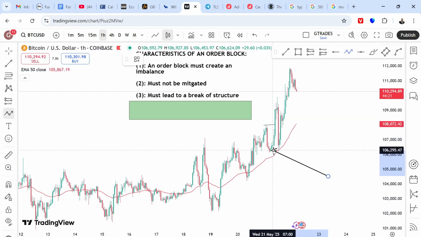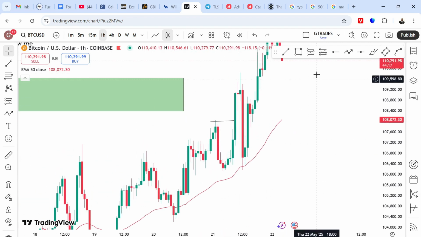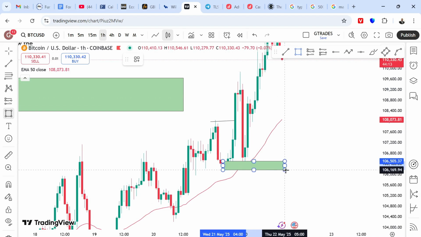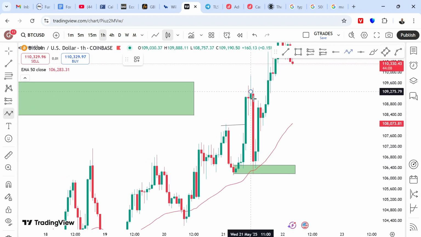So here is your order block. Now you're going to draw that red candle from here. You're going to draw it to this level. You can see the moment price came back into that zone, mitigated it, what happened?